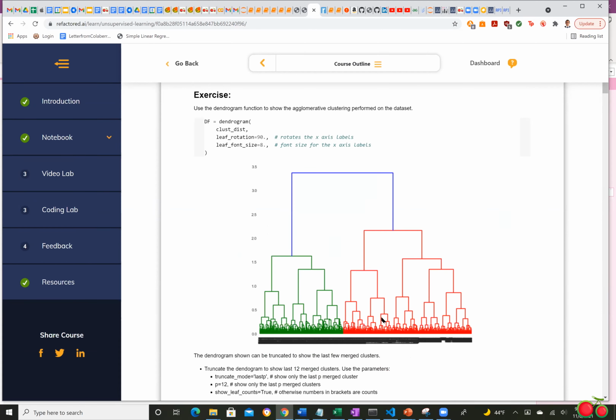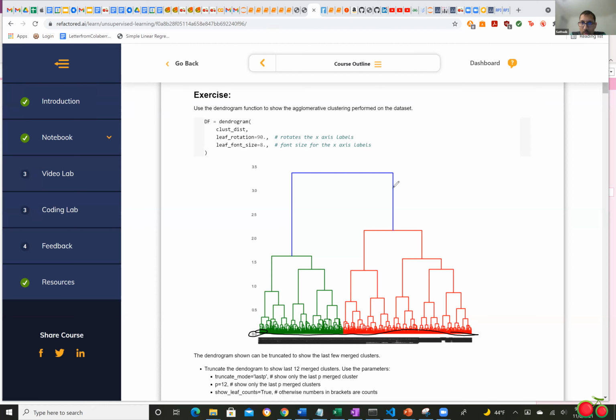Yeah. So if I have to explain this, let me annotate. It starts off here on the bottom. You see there are so many different points. Then they start getting combined. Okay, one second.